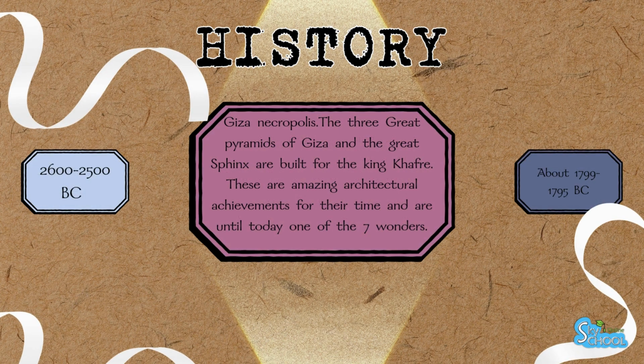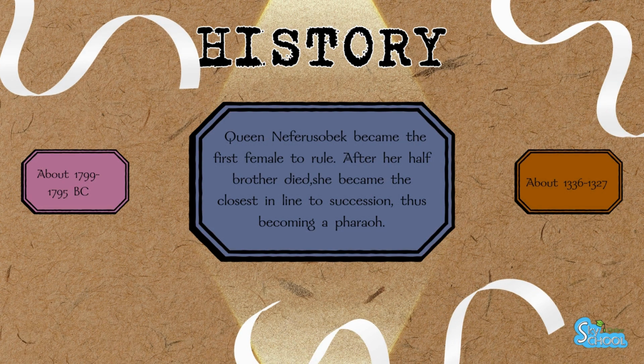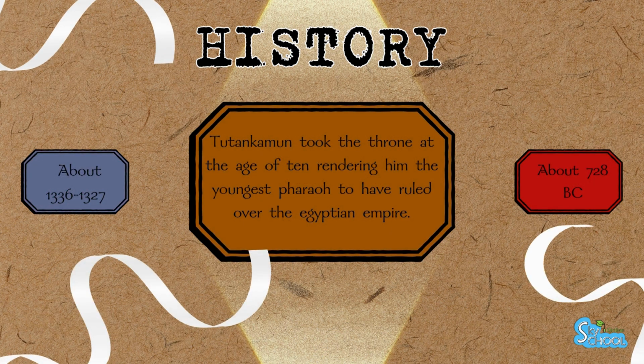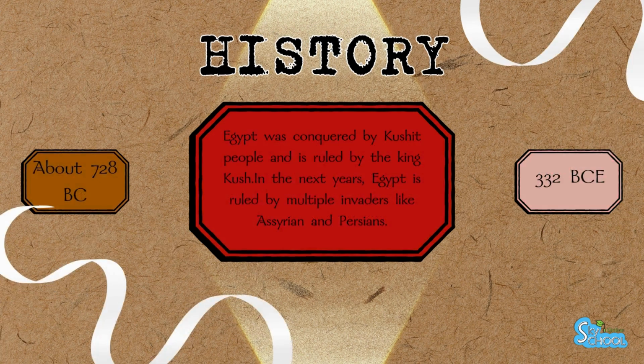Between 2600 and 2500 BCE, the iconic pyramids of Giza and the Great Sphinx were constructed as incredible architectural achievements that remain wonders today. Despite periods of division, Egypt thrived with rulers like Sobekneferu, the first female pharaoh, and others such as Tutankhamun, the youngest pharaoh, and Ramses II leaving lasting legacies.